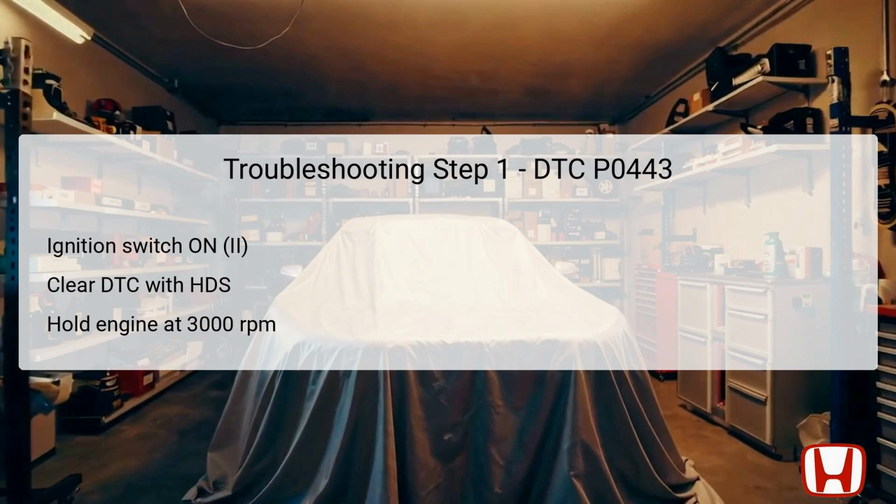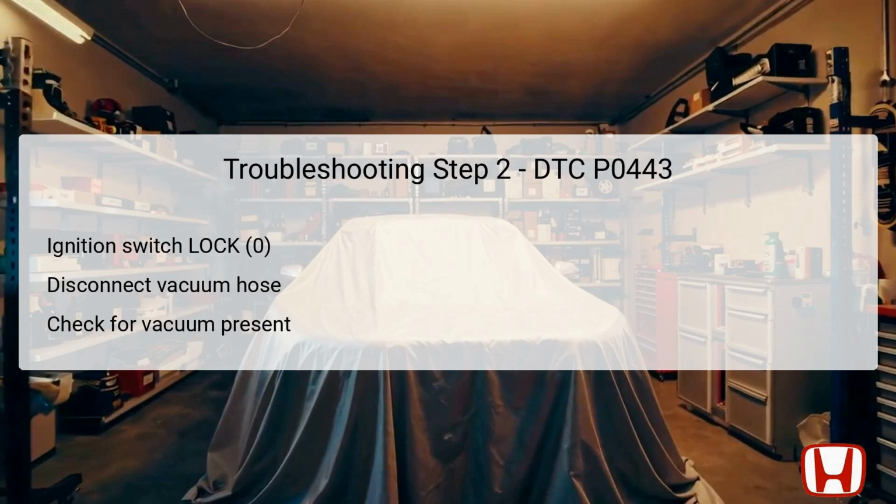After clearing the codes, start the vehicle's engine and hold the engine speed at 3,000 RPM, ensuring the automatic transmission is in park or neutral. Maintain this speed until the radiator fan activates, then allow the engine to idle. Finally, check for any pending or confirmed DTCs with the HDS. If DTC P0443 appears, it indicates that the failure has been replicated, and you should proceed to the next step in the diagnostic process.